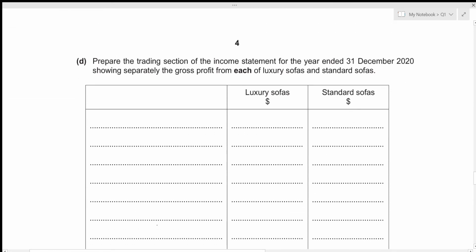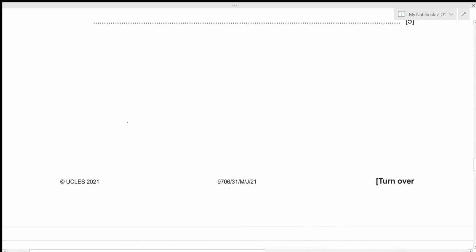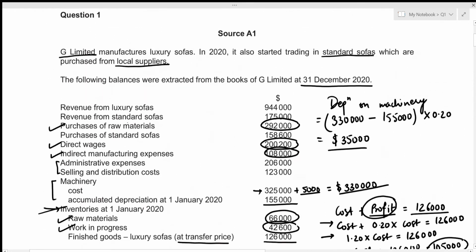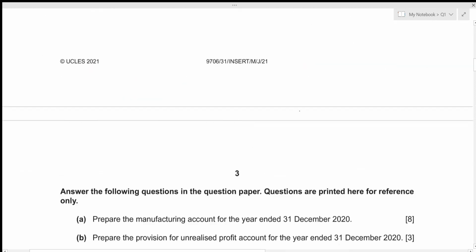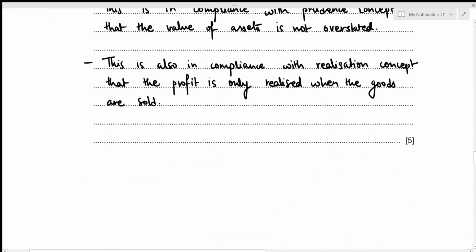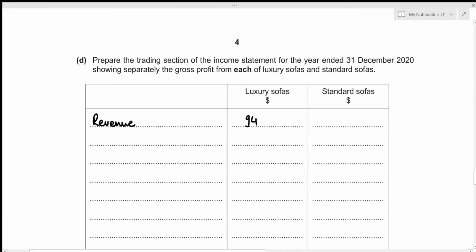We need to prepare the trading section of the income statement for the year ended 31st December 2020, showing separately the gross profit from each of luxury sofas and standard sofas. Alright, so the trading section of the income statement just refers to the part up to gross profit, and we know that we always start our income statement with the revenue. So let's write it down. Let's look for the revenue of luxury sofas and standard sofas in the above information. Alright, so the revenue from luxury sofas is of 944,000, whereas the revenue from standard sofas is of 175,000. So let's record it in the trading section of the income statement. So that's 944,000 for luxury sofas. For standard sofas, that's 175,000.